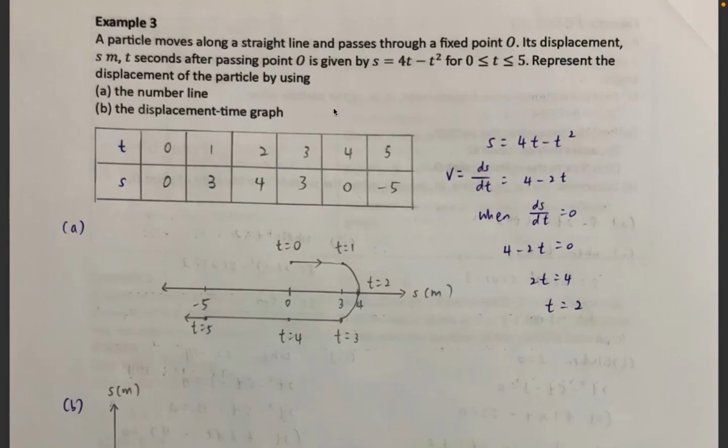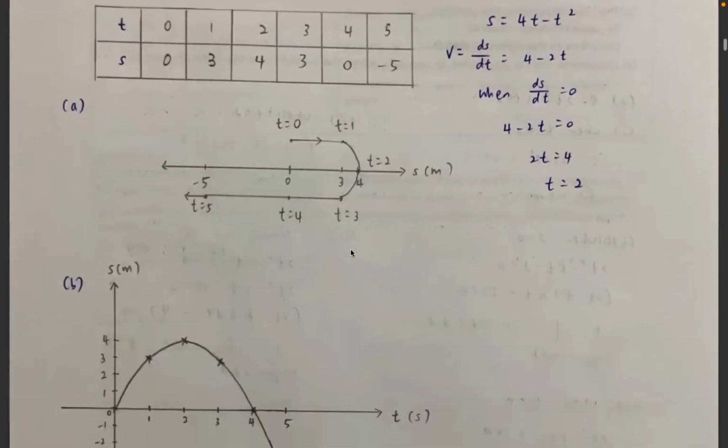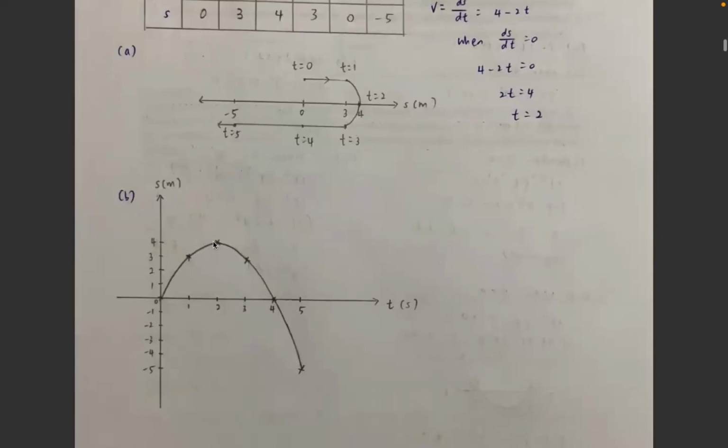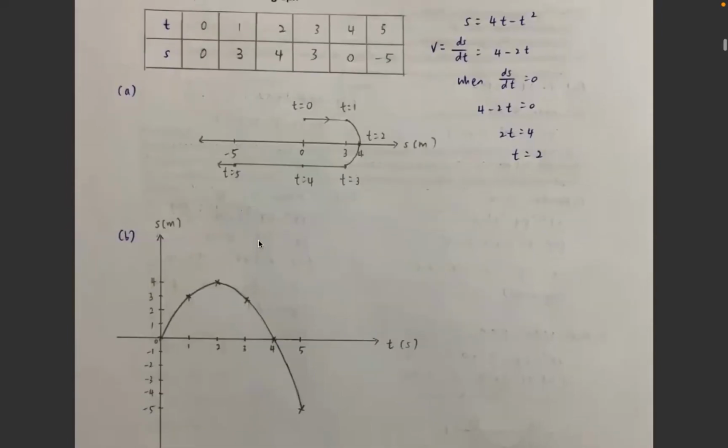Okay, the next one, part B. Using the same values, we draw the displacement-time graph. So you just need to plot your points one by one. Your x-axis is time and your y-axis is displacement. So you just plot and draw a very nice parabola. And your (2, 4) is the maximum point.